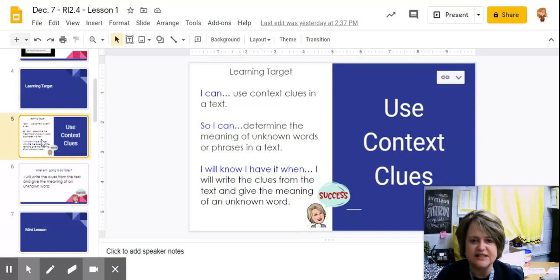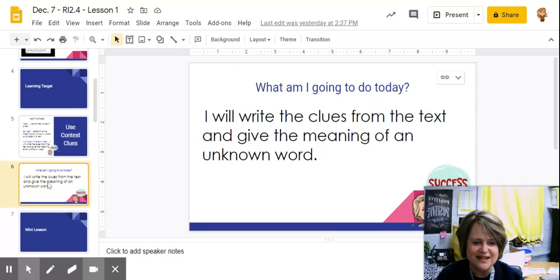Today, our learning target says, I can use context clues in a text. So I can determine the meaning of unknown words or phrases in a text. I will know I have it when I will write the clues from the text to find the meaning of an unknown word. So in order to be successful today, you're going to write some actual clues from the text. So you're just going to copy out of the text what it says about the meaning of the word.